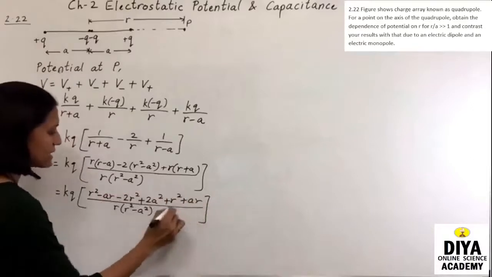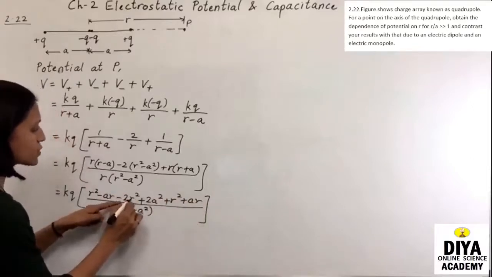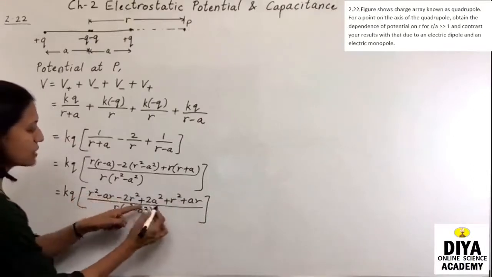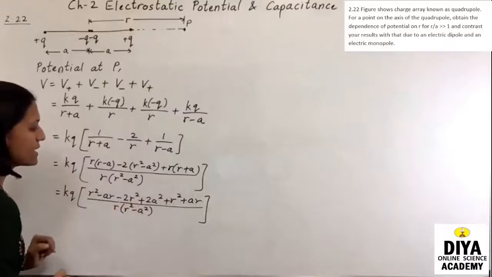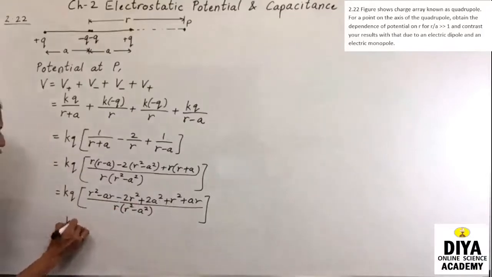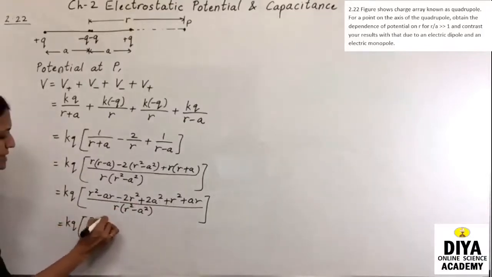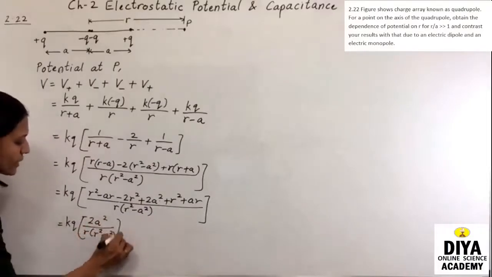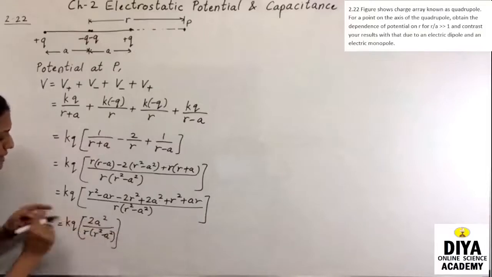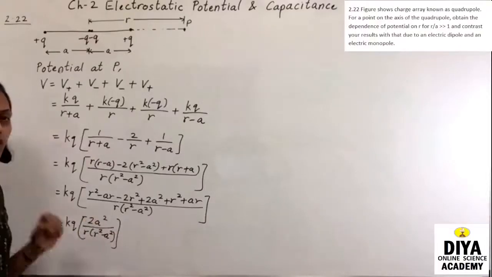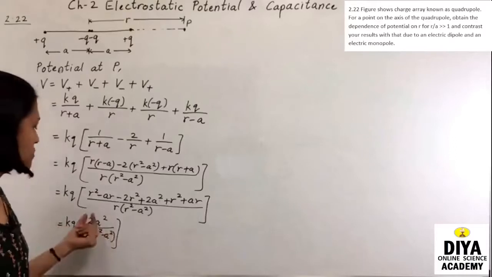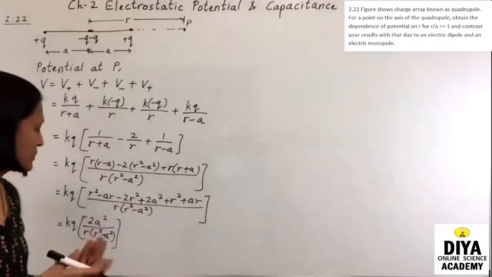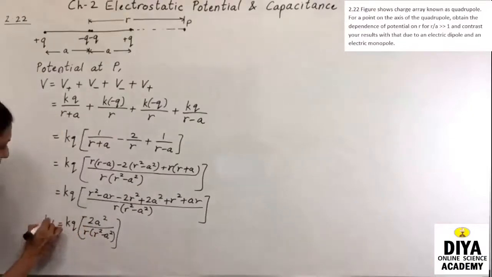Now AR will get cancelled out. Minus 2R square and R square will also get cancelled out. So the remaining term will be 2A square only. So KQ by 2A square upon R square minus A square, and this 2A square into Q should be called as quadrupole moment. As 2AQ is dipole moment, 2A square Q will become quadrupole moment. So this is the first answer.